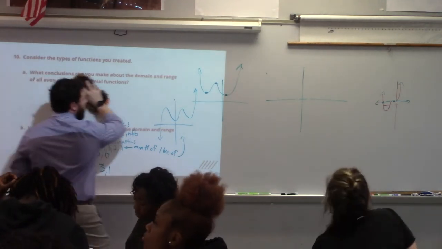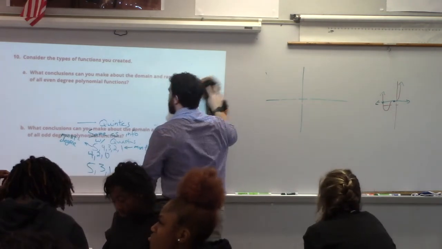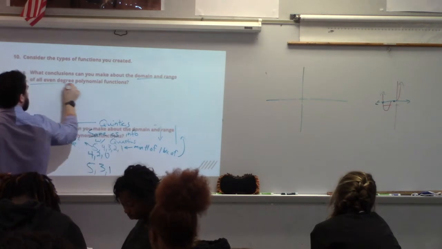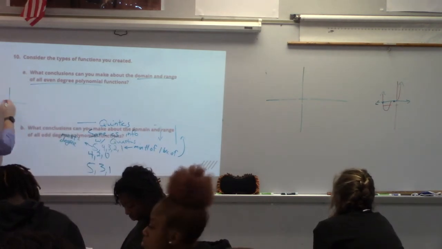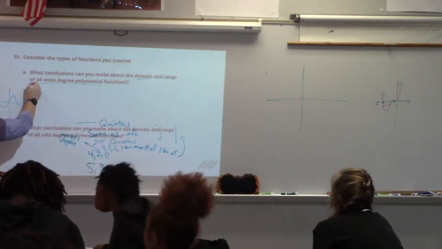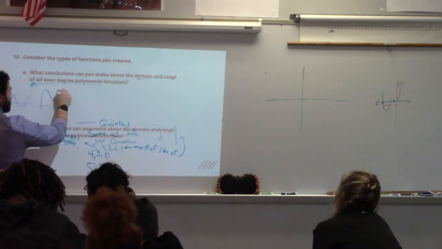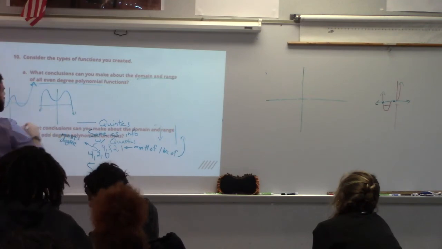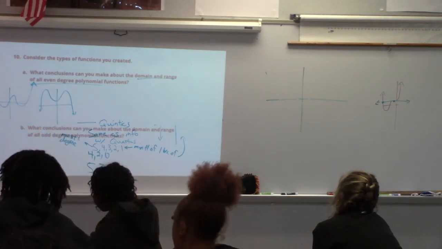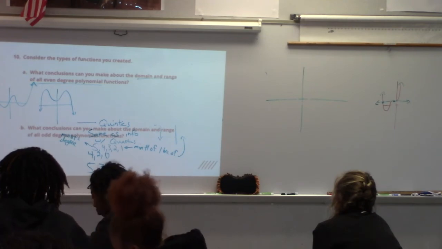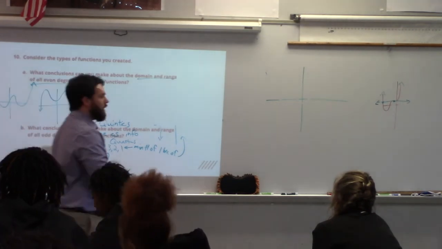All right, so this first question here, 10a, what conclusions can you make about the domain and range of all even degree polynomials, right? So here's an example of an even degree. Here's the example of an even degree with the opposite end behavior. What conclusion should we start to make, hopefully, about the domain of even degree polynomials and really just any polynomial? Anybody?